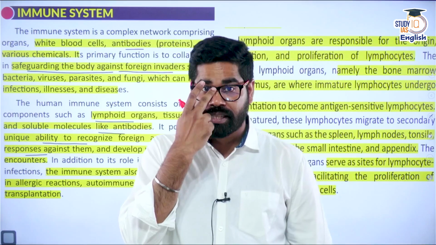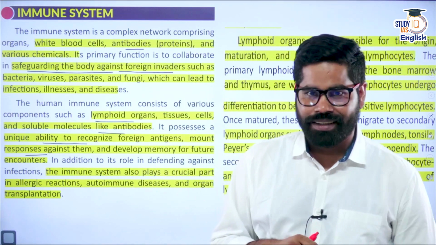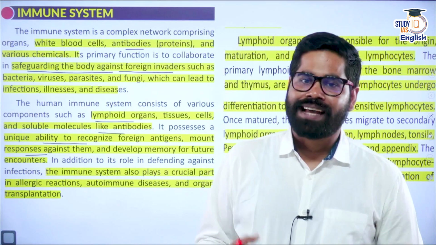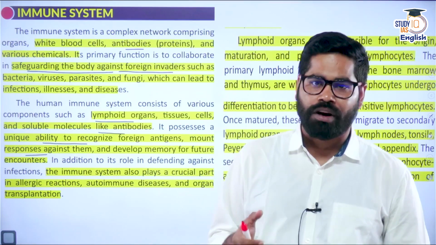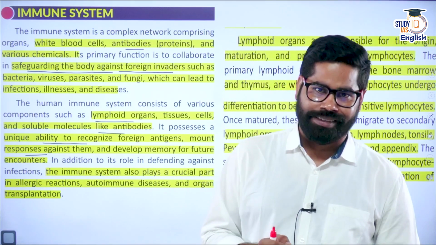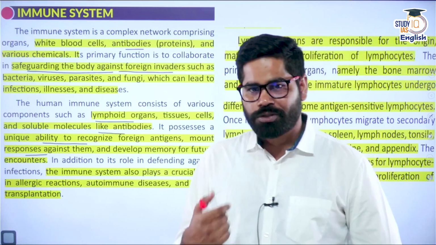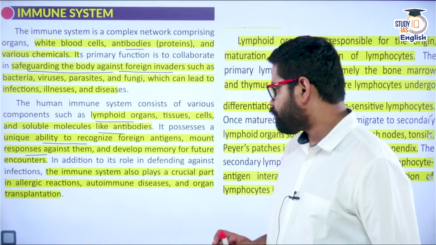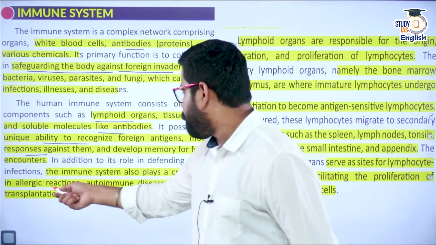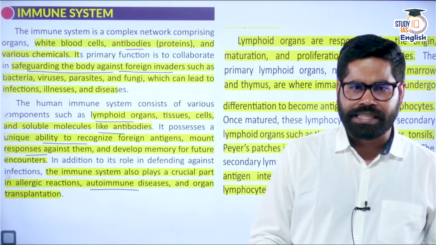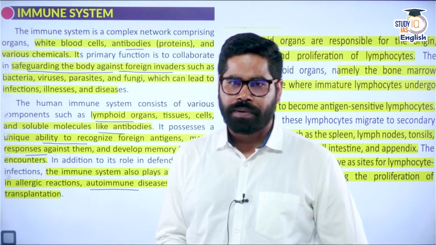We have discussed the cells and their components. There I told you the DNA is acting as a memory device of the cell, like a flash storage device. So it stores all these memories in the body. Now, the immune system also plays an important part in allergic reactions, autoimmune diseases, and organ transplantation.